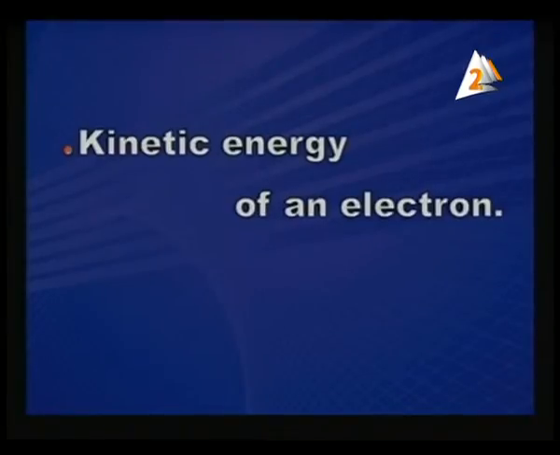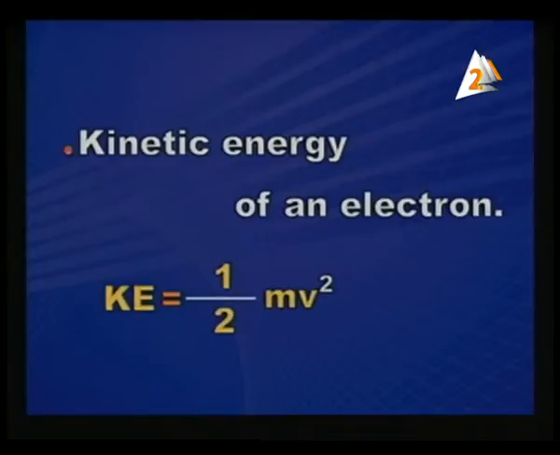And what about the kinetic energy of an electron? It is half mv squared. m is the mass of the electron, v is the velocity of the electron. It's a velocity, and of course velocity squared.